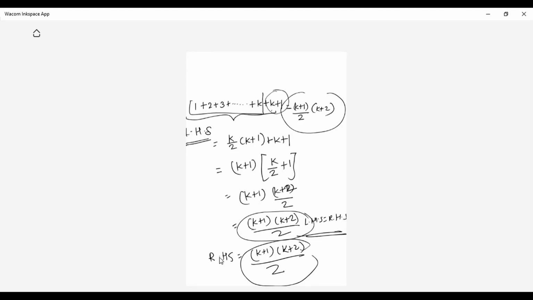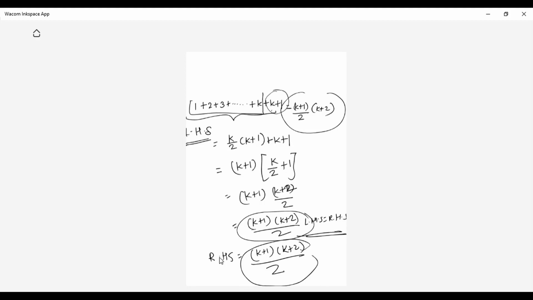Here, I would say that with the help of the principle of mathematical induction, we have proved LHS is equal to RHS. That means we have proved that for the k plus 1th value also, we are getting the equation as true. So this is how you have to solve the problems based on mathematical induction, student.